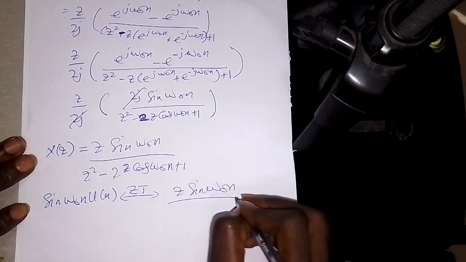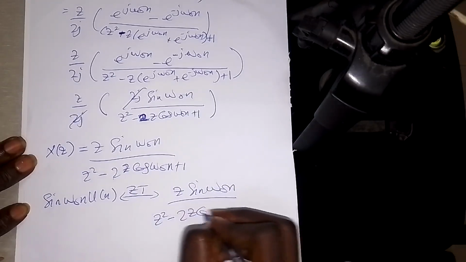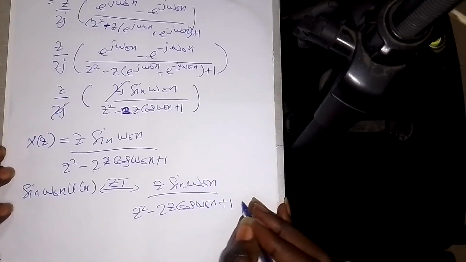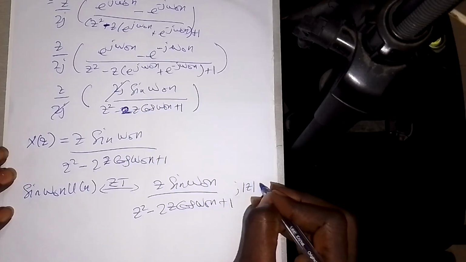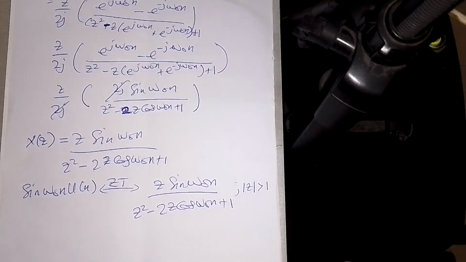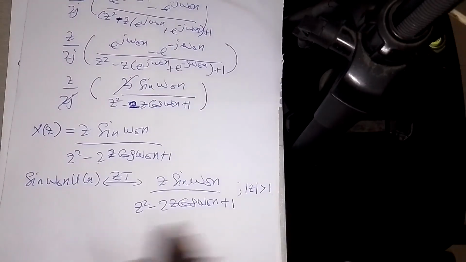N over what? Z squared minus 2z cos omega naught, N plus 1. Okay, and then your ROC is going to be greater than 1. All right, so that is what you get for this one. Now we will go to the final aspect of this one.